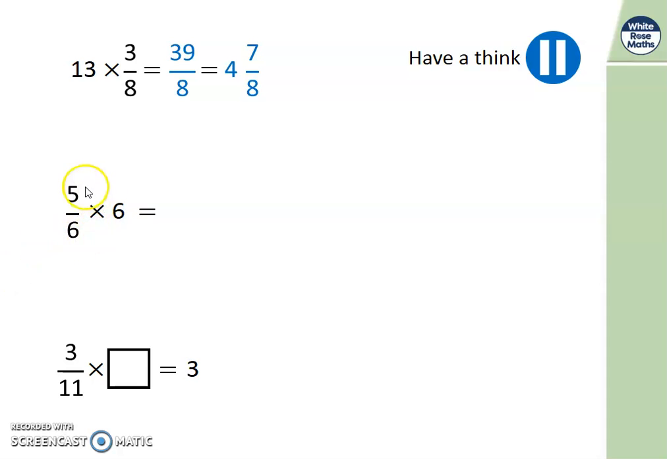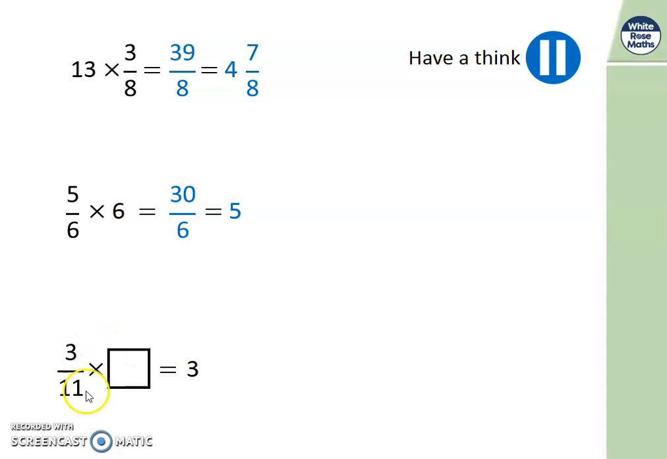Let's have a look at the second one. 5 times 6 is 30. So it's 30 over 6. How many 6s go into 30? It fits in 5 times exactly, with no leftovers.